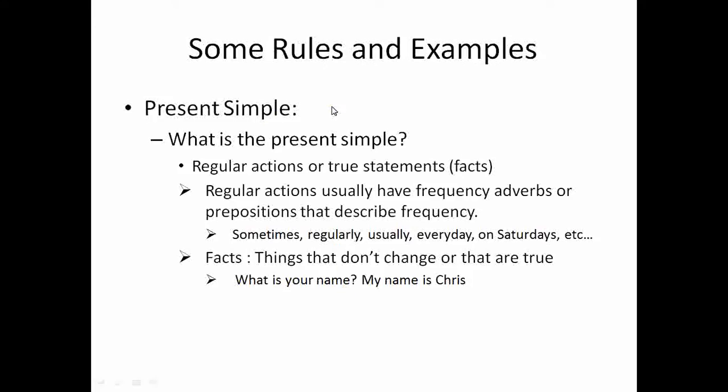What is the present simple? The present simple are regular actions or true statements. Regular actions usually have frequency adverbs or prepositions that describe frequency, such as sometimes, regularly, usually, every day, on Saturdays. For example, I regularly read a book at night. Okay? Sometimes I go to sleep at 6 o'clock.